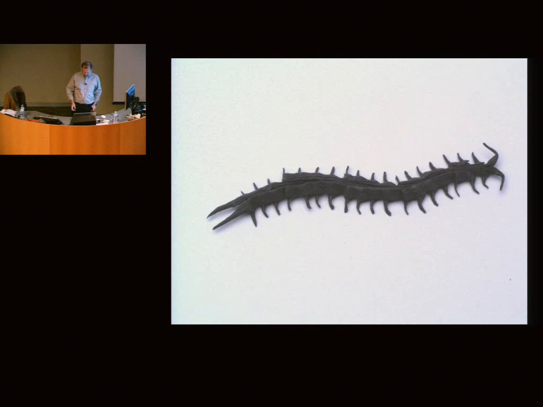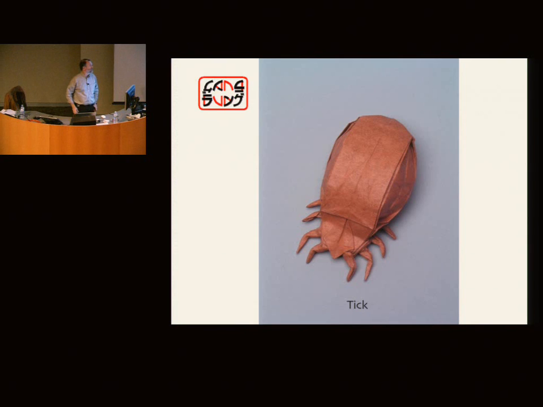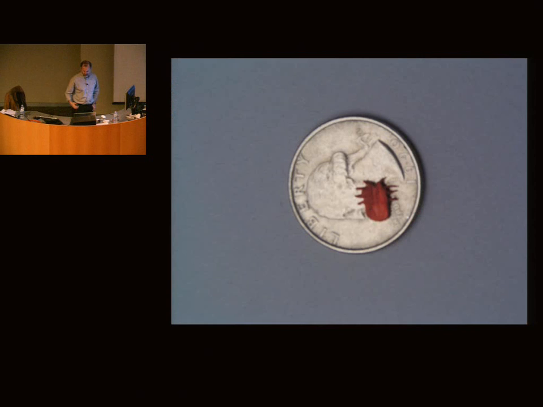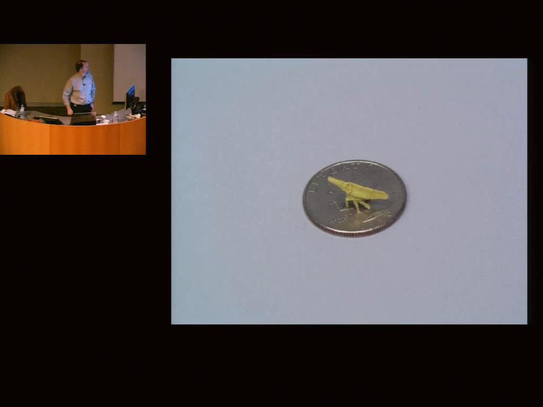We could take it in different directions. Try for authenticity in a different way. This is a full tick. He's already eaten. But we could also move towards a little closer to actual size if we want. And similarly, this leafhopper is also actual size.